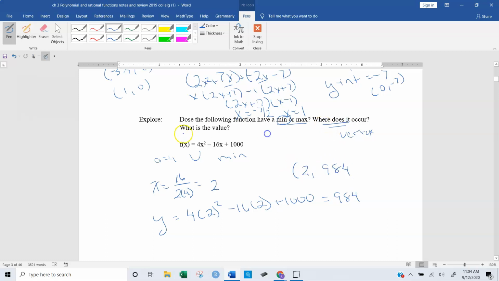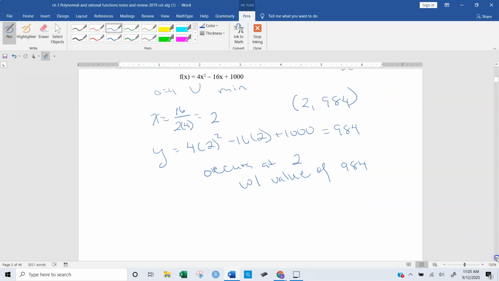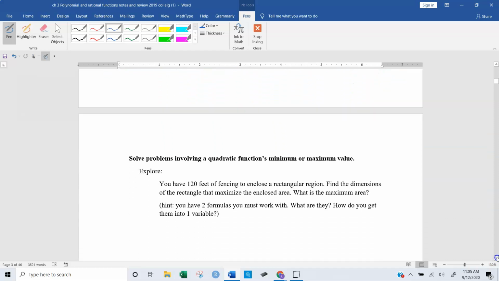So where does it occur and what is its value? So it occurs at 2 with a value of 984. We don't know what this means because it's not a story problem yet, but that is where we're headed. So we'll put this with words in a little bit.